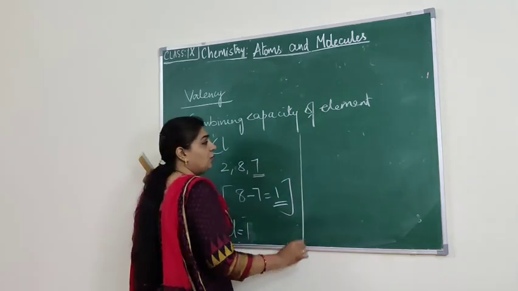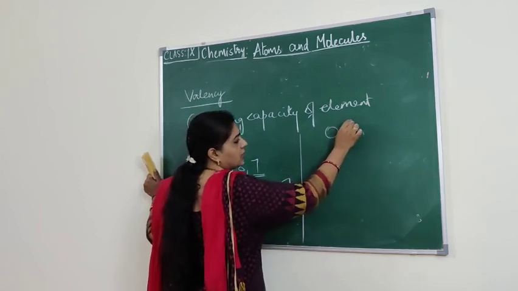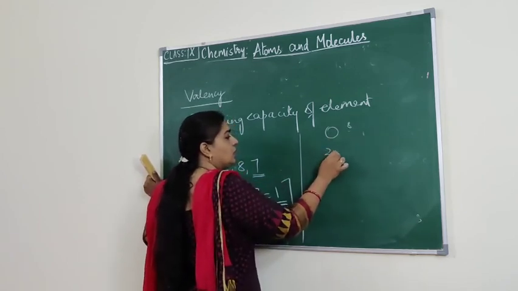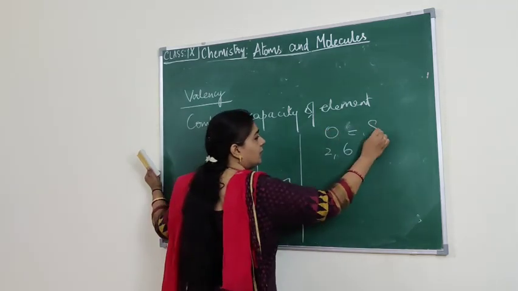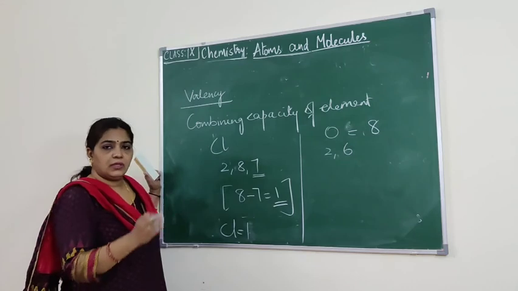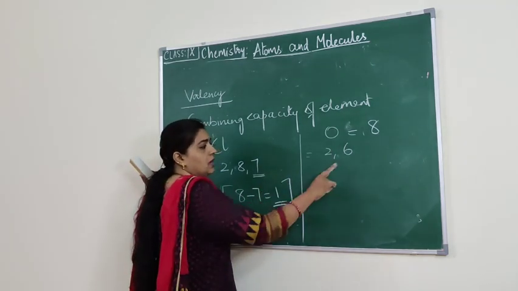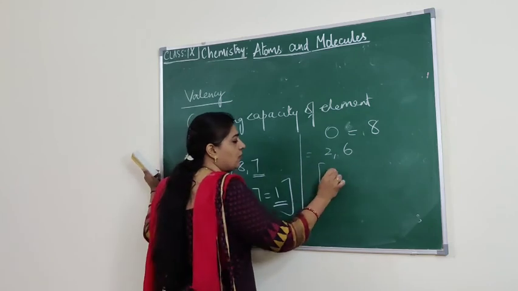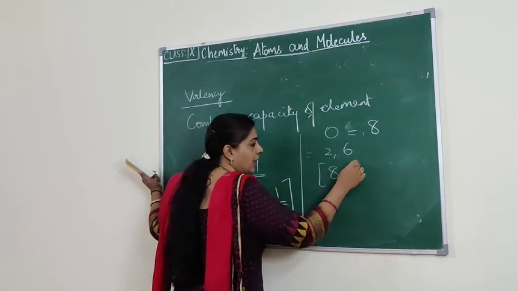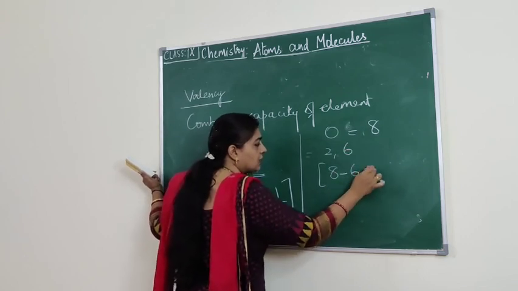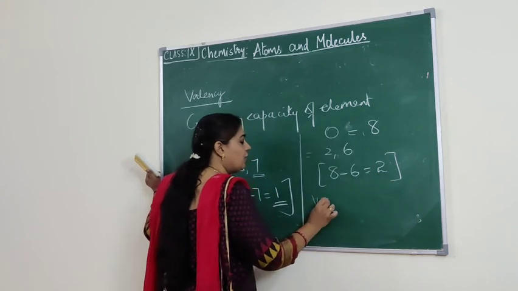Same thing, let us do for oxygen. The atomic number of oxygen is 8. So when we put the electronic configuration, we get 2, 6. Outermost is 6. So what we do? We take this 8, the octet configuration, and we subtract this 6. And how much? So what is the valency of oxygen?